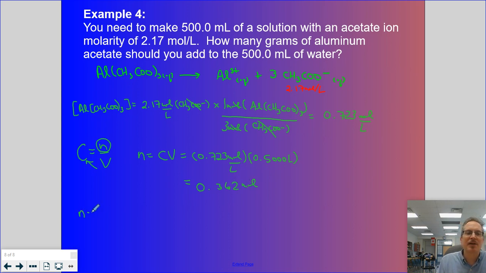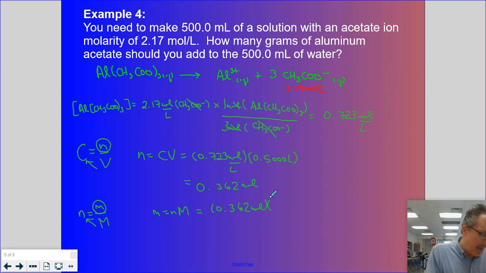Almost there. I know I convert from moles to mass. So I've got a formula. Moles equals mass over molar mass. I'm solving for moles. So I'm going to multiply these two. Mass equals moles times molar mass. So 0.362 moles times the molar mass, which I have to calculate here.